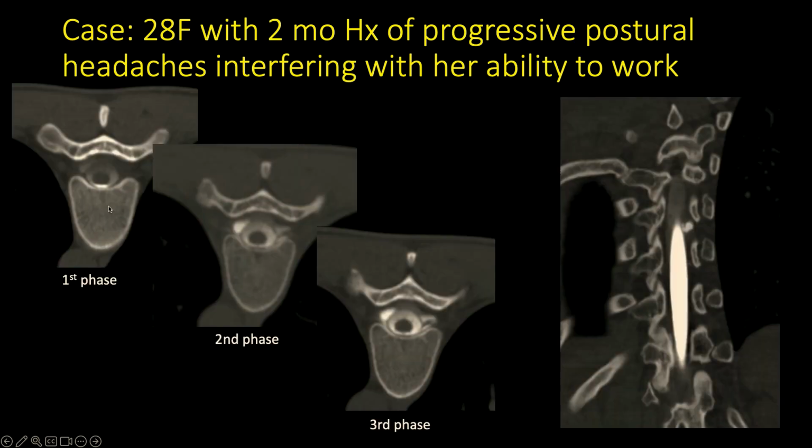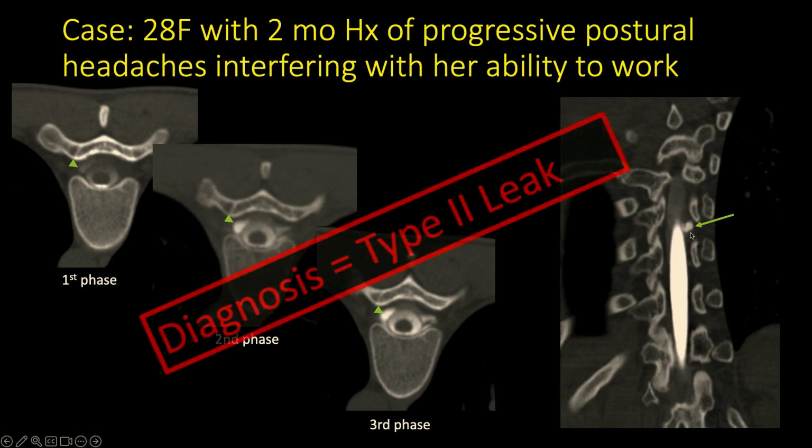So here are sequential axial images through the upper thoracic spine. The patient is, again, prone here. And then in the left dorsolateral epidural space, early on, you start to see this faint area of contrast in the epidural space, and it progressively opacifies over time. And then on the coronal reformats, you could see this little bizarre diverticulum, which was the culprit. So this was a type 2 CSF leak, leaking meningeal diverticulum.